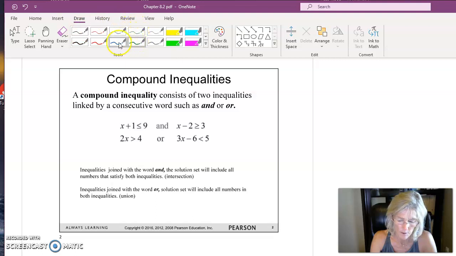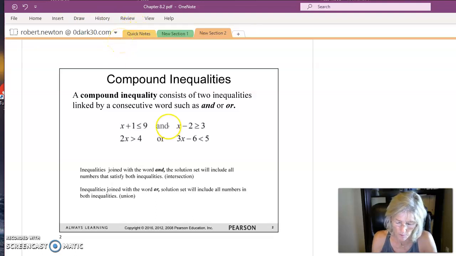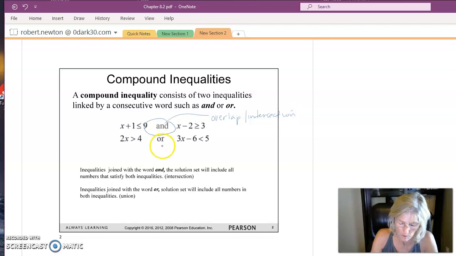joined by the word and, then that means that our interval notation will include the overlap or the intersection on the graph. The word or means you're going to put in interval notation all solutions.